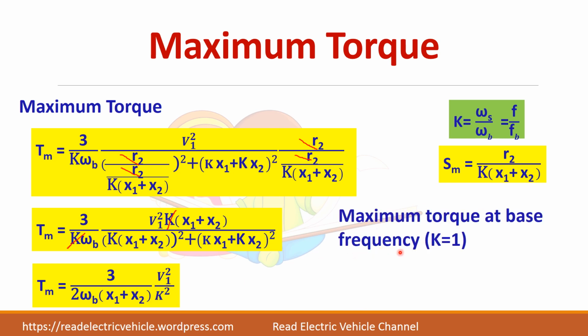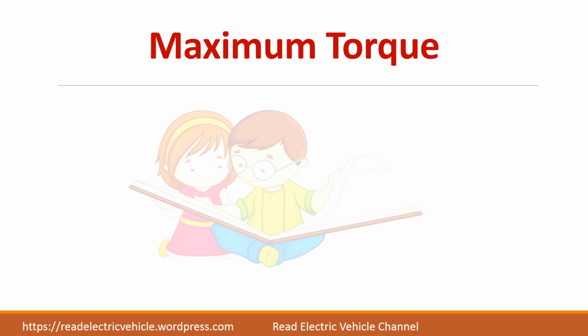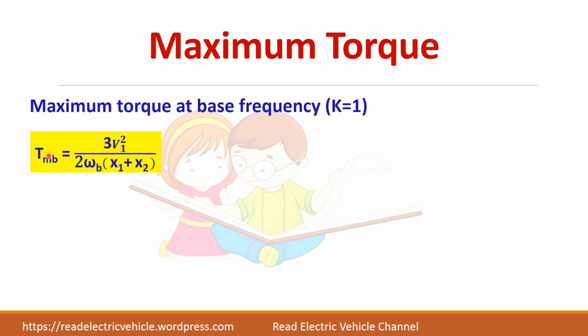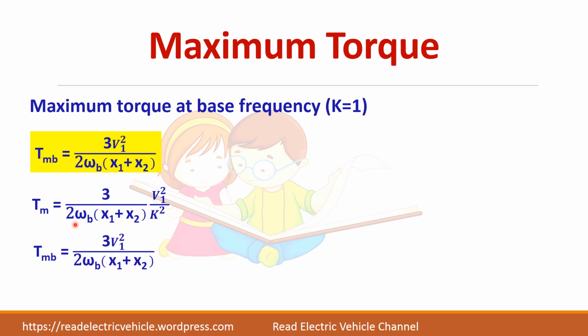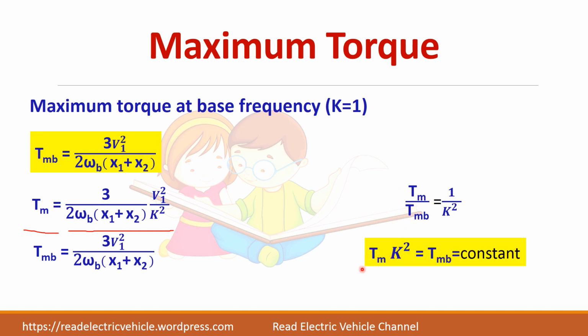So the maximum torque at base frequency you can find by substituting K equal to 1, that will be the maximum torque at base frequency. So we are finding this because we want the ratio of these two. The maximum torque at base frequency is given by this one, and maximum torque at new frequency is this one. Let us divide these two so that we will get a relation between the maximum torque at base frequency and maximum torque at new frequency. So Tm into K square will give you Tmb. Tmb is a constant.